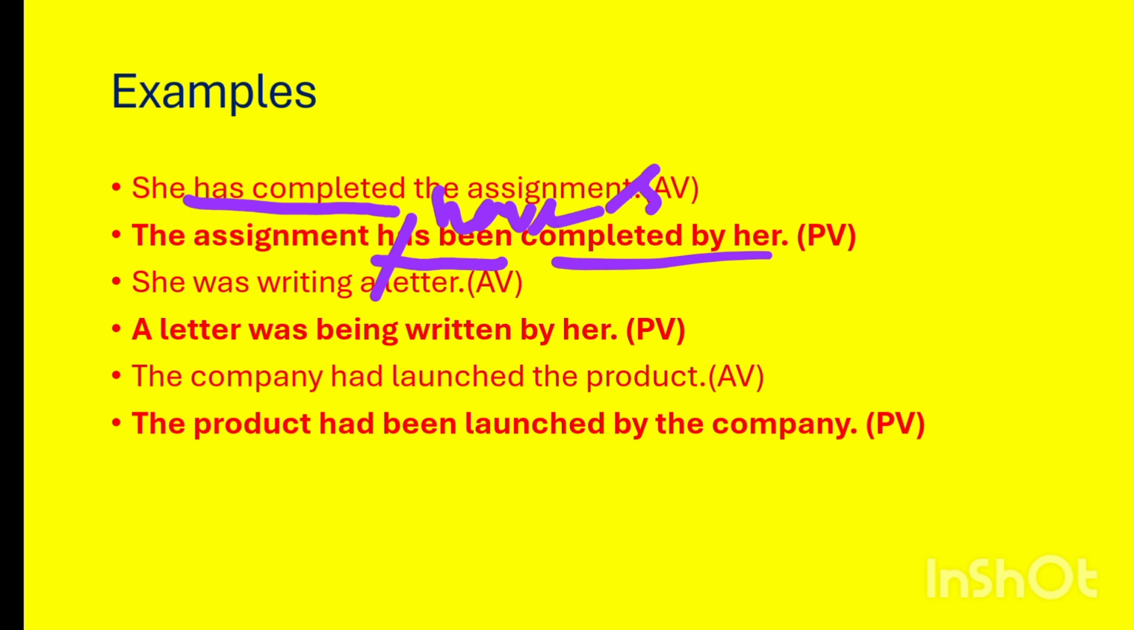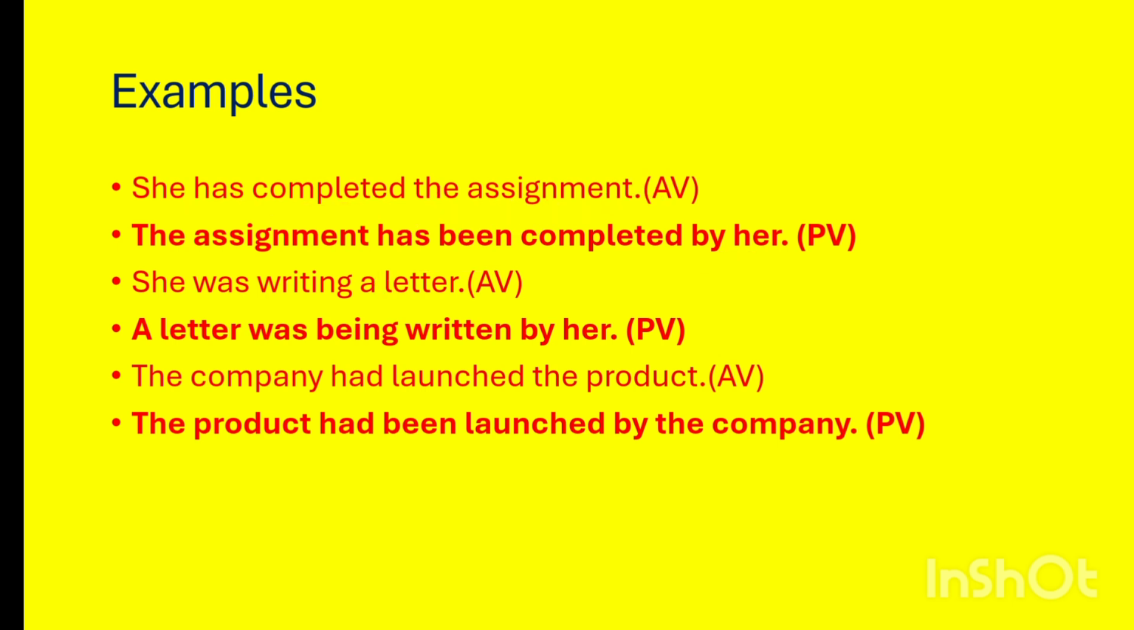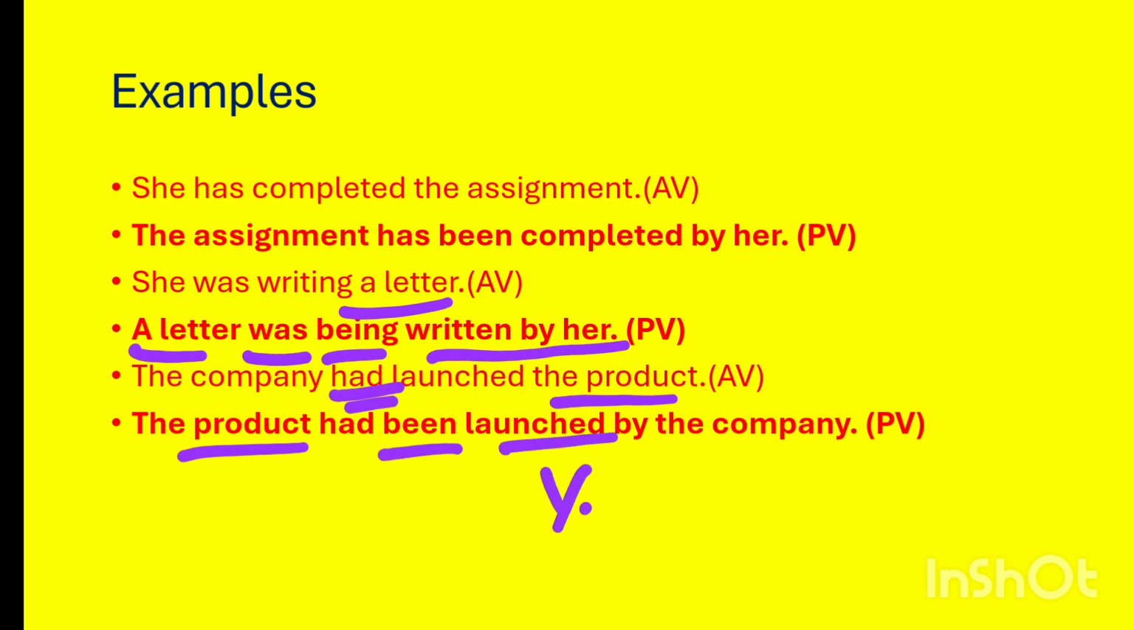Okay. Next, she was writing a letter, past continuous. Then a letter will come first. Then past tense, singular, was, continuous, being written by her. The company had launched the product. So the product will come first. Had is there, so had been launched, verb 3, by the company. Okay.